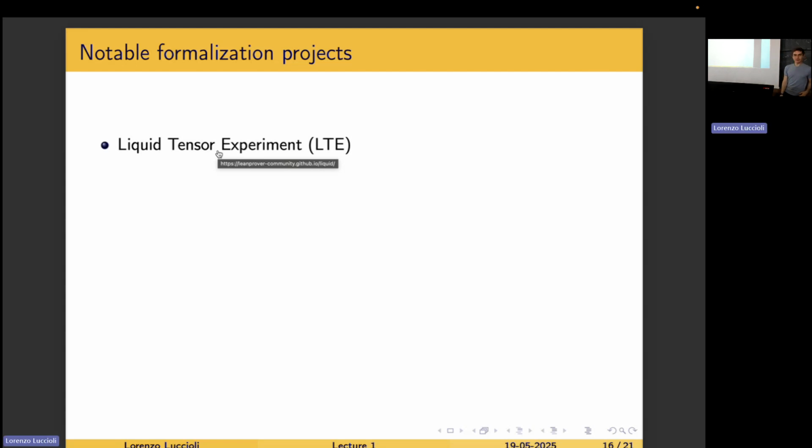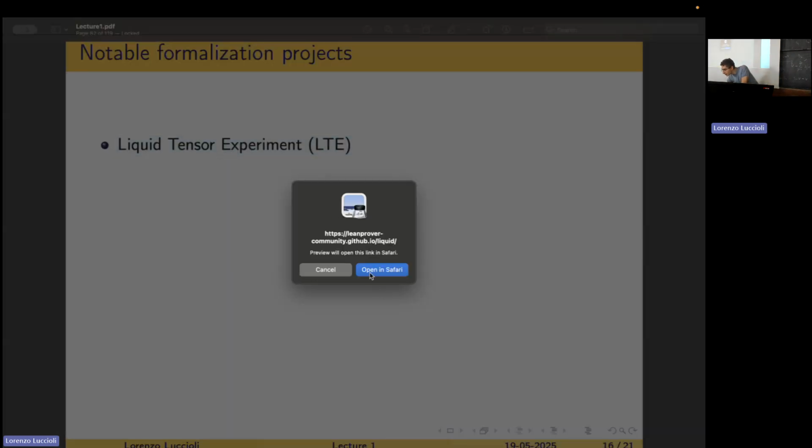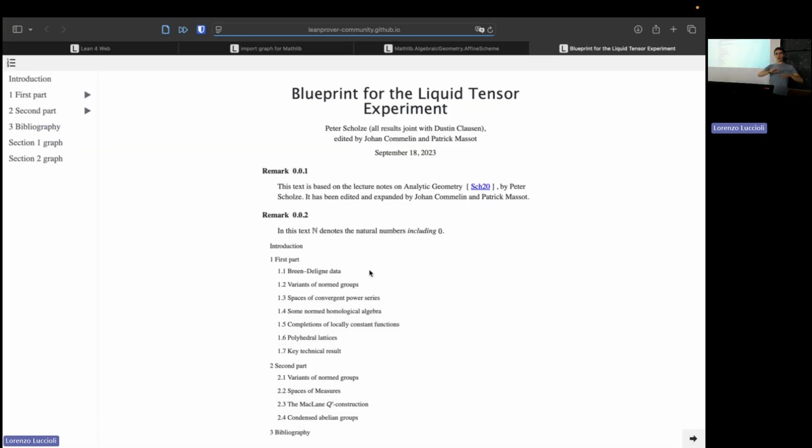Okay, we have like 5 minutes left, so I think I'm going to go into the website of this just to show you how a formalization project looks like. It's a bit outdated actually, but it's not too different from a project that started just a few months ago.